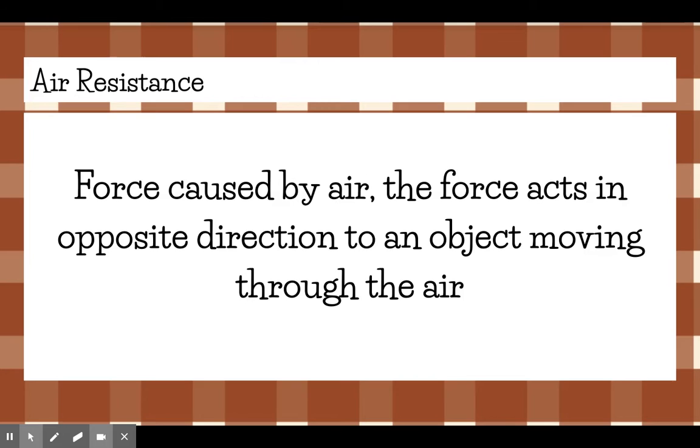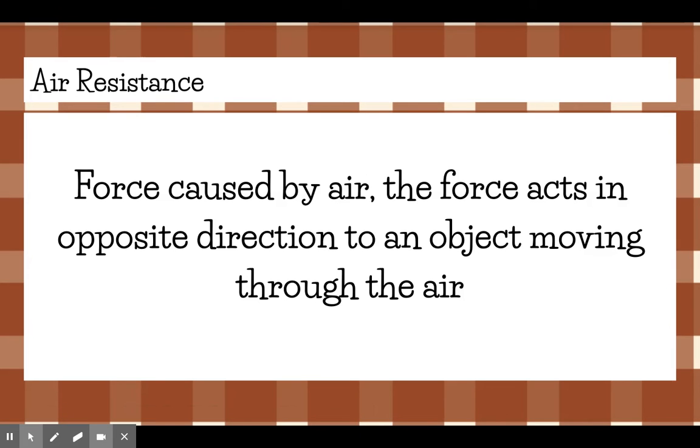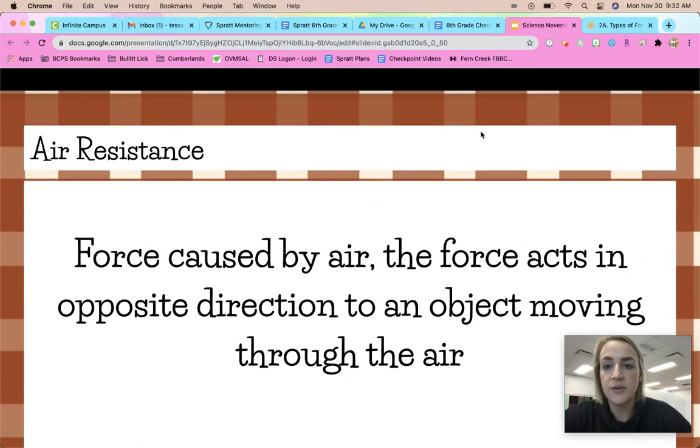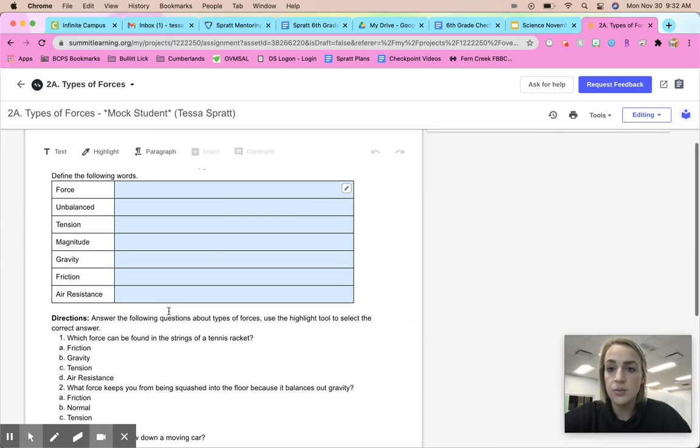Air resistance is a force caused by air. The force acts in the opposite direction to an object moving through the air. So if there's a football flying through the air, that football is experiencing air resistance and gravity, because as it's going through the air, the air resistance is trying to slow it down, going over the football. And as it's moving, it's also falling towards the earth because of gravity as well. All right. Make sure you write each of those definitions in the boxes right here. We went over those. If you need to stop the video and pause it for each one, you can.